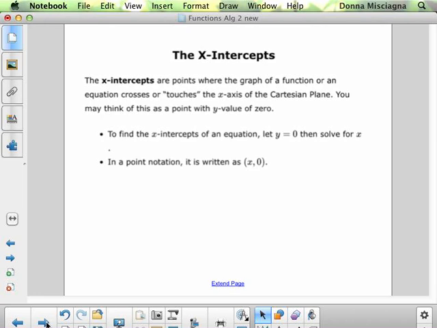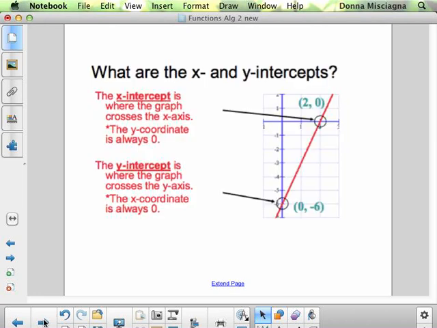We can also determine intercepts from the graph, and this is in your notes already. The x-intercept is where the graph crosses the x-axis. The y-coordinate is always 0. The y-intercept is where the graph crosses the y-axis. The x-coordinate is always 0. So on the x-axis, the y-coordinate is 0. On the y-axis, the x-coordinate is 0.